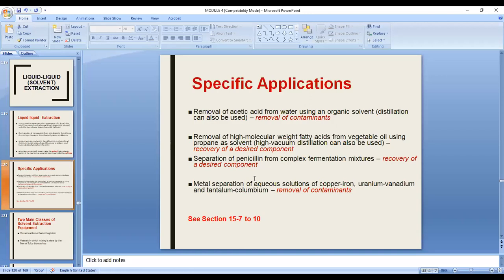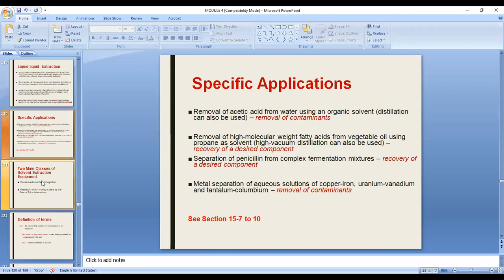Now, separation of penicillin from fermentation mixtures. In here, your desired component is penicillin. And the metal separation in mining, in processing the mined ores. So metal separation from aqueous solution. So the metals here are your contaminants. So you take them out of the water solution. Okay, more on this you can read also in your handbook as indicated in the slides at the bottom of the slides.